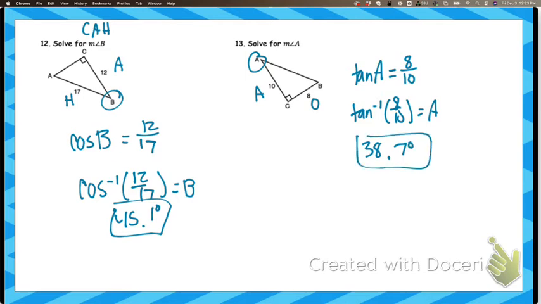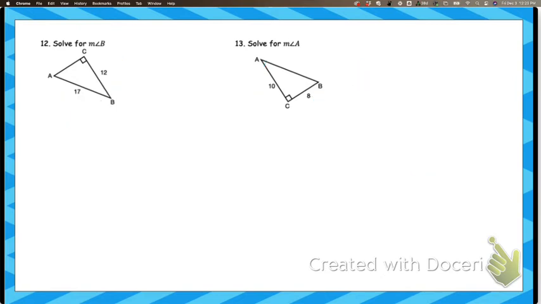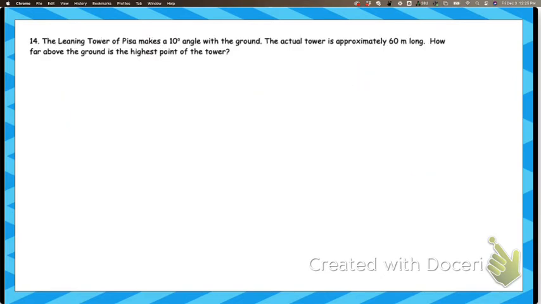So now we'll look at the word problems. So with the word problems, it's all about just getting your picture. We're going to have to draw a right triangle somewhere. So keep that in mind. There will be a right triangle. So the Leaning Tower of Pisa makes a 10-degree angle with the ground. The actual tower is 60 meters long.